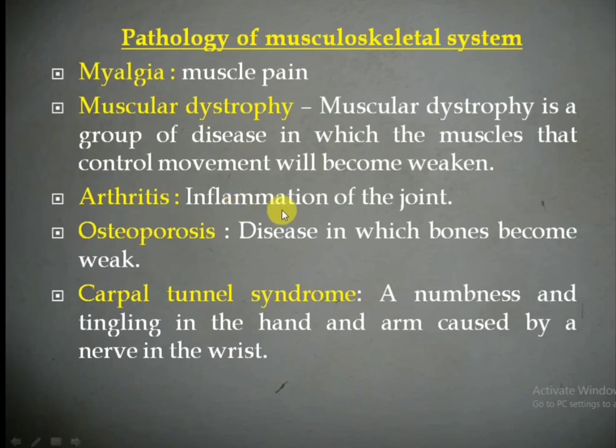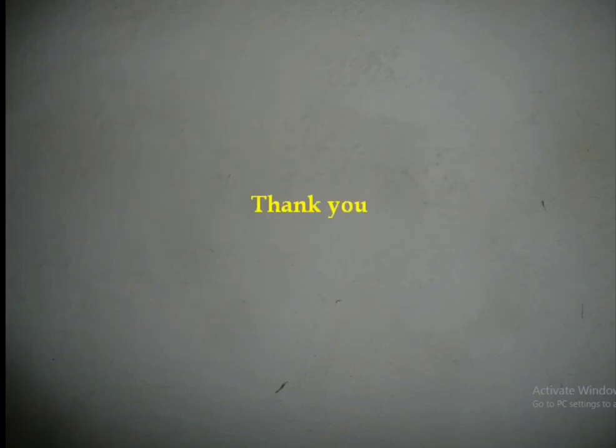Arthritis is nothing but the swelling of the joint. Osteoporosis is when the bones become weak, and that leads to this condition. Carpal tunnel syndrome is caused by the nerve in the wrist. When this nerve is compressed, it leads to numbness and tingling in the hand. So this is all about the musculoskeletal system of the human body.